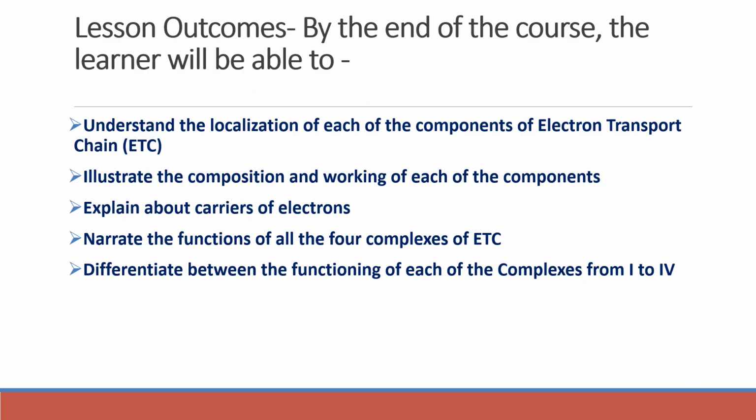Lesson outcomes. By the end of the course, the learners will be able to understand the localization of each of the components of electron transport chain. Then they will be able to illustrate the composition and working of each of the components of electron transport chain, explain about the various carriers of electron, then narrate the functions of all the four complexes of electron transport chain. Apart from this, the learners will be able to differentiate between the functioning of each of the complexes, right from complex 1 to complex 4.